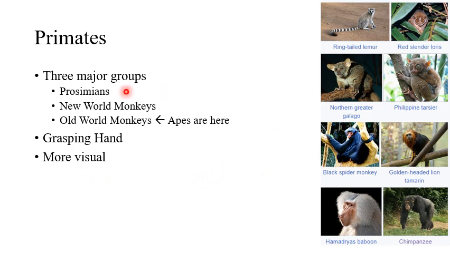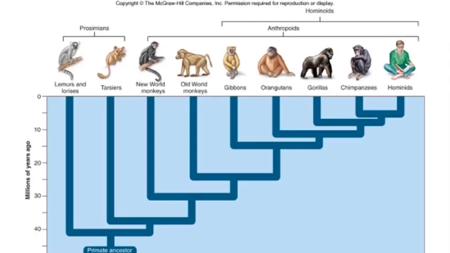There's three major groups: prosimians, New World monkeys, and Old World monkeys. We're specifically interested in the Old World monkey group because that's where the apes are, and humans are a type of ape. So here's the prosimians, tarsiers and lemurs. You have the New World monkeys, which are found in South America, Old World monkeys, okay? And then the hominids includes gibbons, orangutan, gorillas, and chimpanzees, right? And then humans.